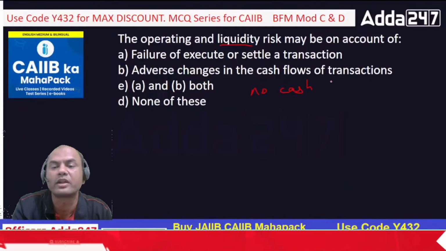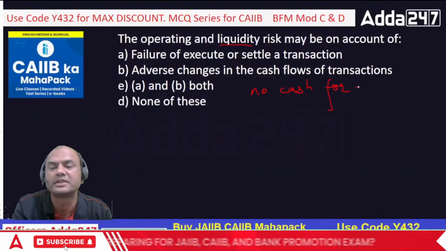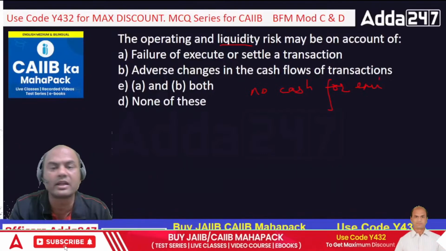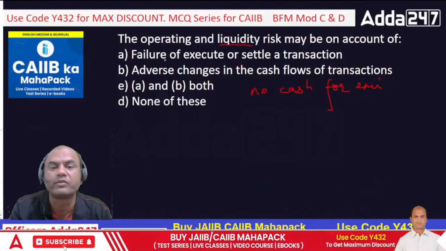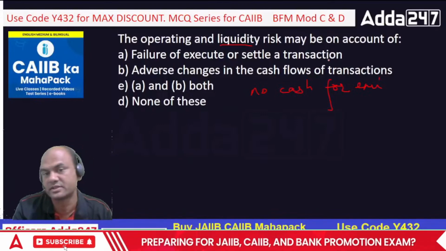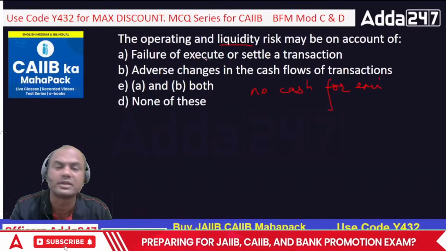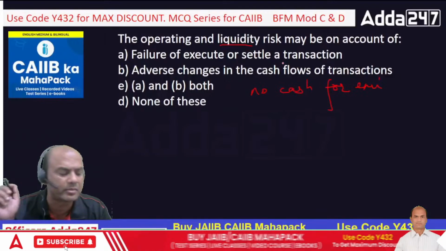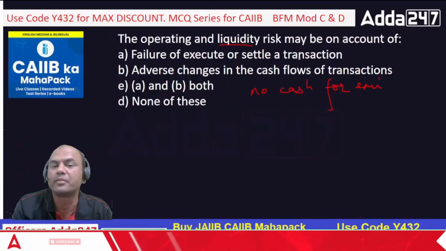Okay, no cash for EMIs or for compulsory payments. That is known as liquidity risk. So the operating and the liquidity risk may be on account of what? Failure to execute or settle a transaction. Yes, failure to execute means I am not able to settle a transaction. I have promised somebody that I will be paying this EMI, but I am not able to give that EMI.